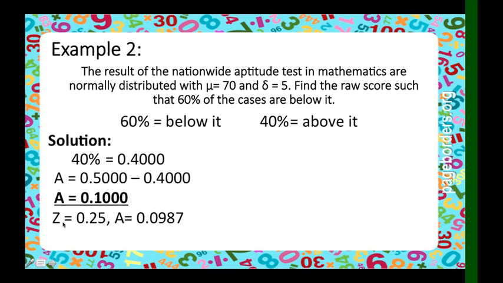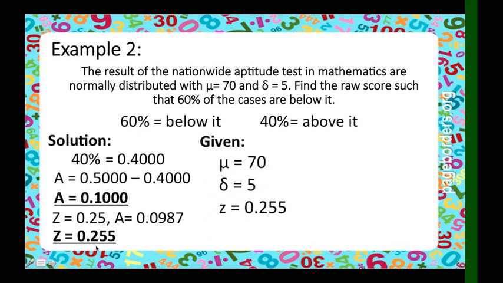And then of course the z-score that is higher than 0.1000 but nearer to 0.1000 is 0.26 for the z-score. And add the two, 0.25 plus 0.26. I mean, the sum will be divided by 2 and that's equal to 0.255. Okay, now, write the given and then using this formula, so distribute.